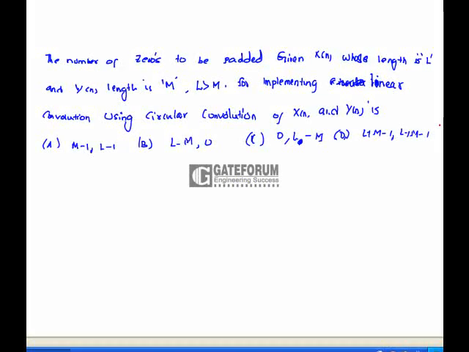Number of zeros to be padded to the given x of n whose length is L and y of n whose length is m, L is greater than m, for implementing a linear convolution using circular convolution of x of n and y of n is. See, before proceeding into the solution, we have to know the length of the linear convolution of sequences x of n and y of n is L plus m minus 1. This is the length of the sequence we are going to get after performing a linear convolution of x of n and y of n.